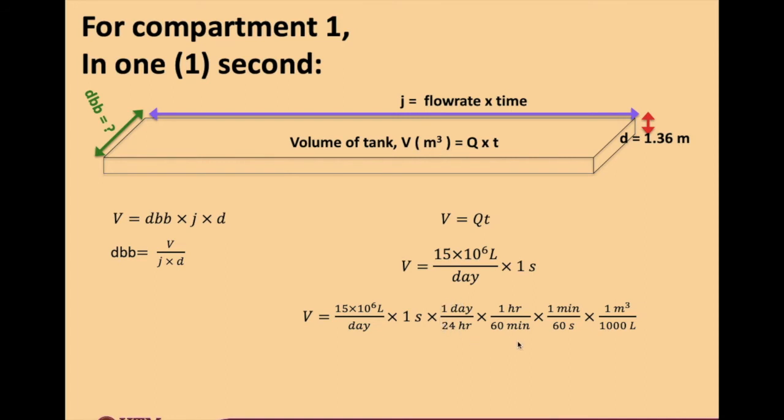So we need to do the unit conversion from second to day, because second and day do not match. So we need the conversion factor here. Day cancels with that day, second cancels with this second, minute with this minute, and hour with that hour. So we end up getting liters, our volume in liters, and that's why we would like to change it into cubic meters. So we multiply with another conversion factor, so liter will cancel, and eventually you get your volume in cubic meters.